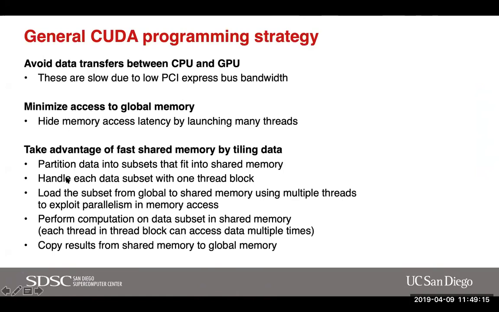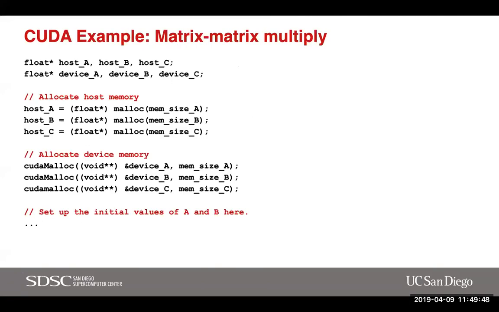So we would partition data into subsets that fit into the shared memory, then handle each data subset within a given thread block, load the subset of data from global to shared memory using multiple threads. So you can exploit parallelism in the memory access, and then perform computations only on the data subset in shared memory. And each thread in a thread block can access that data multiple times, of course. And then once you're done, you copy the results back from the shared memory to the global memory. And at the very end of your program, of course, back to the CPU.